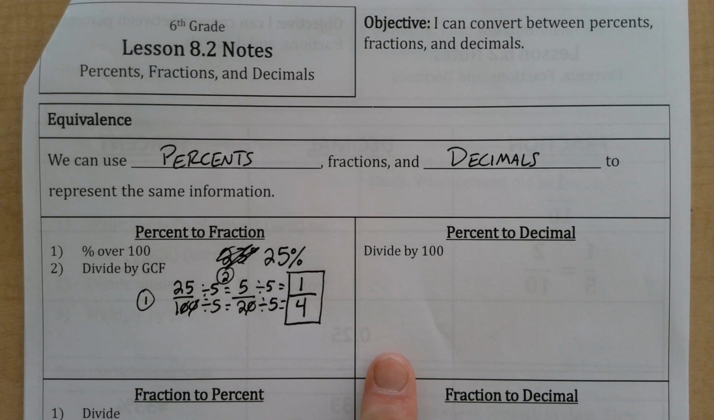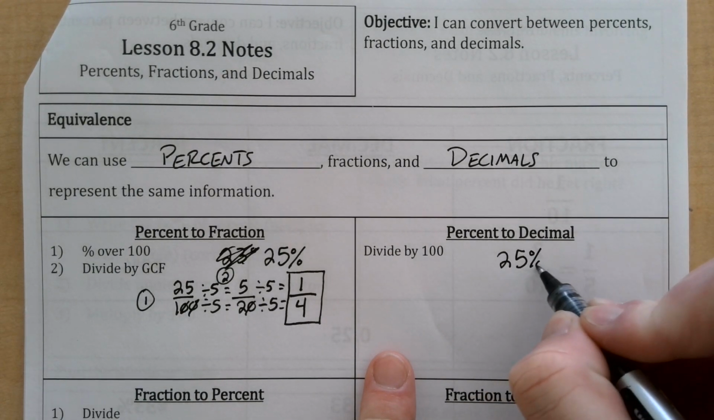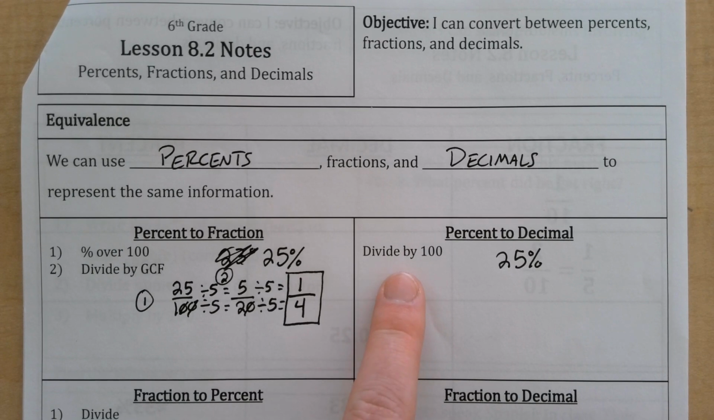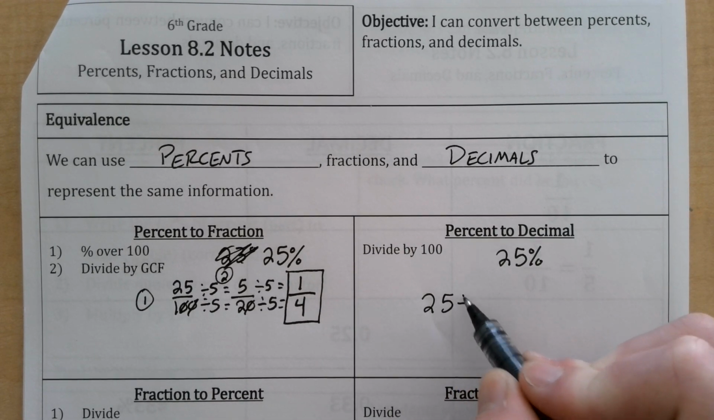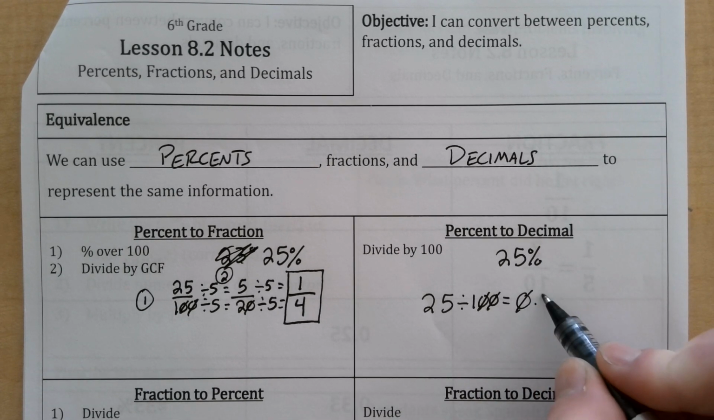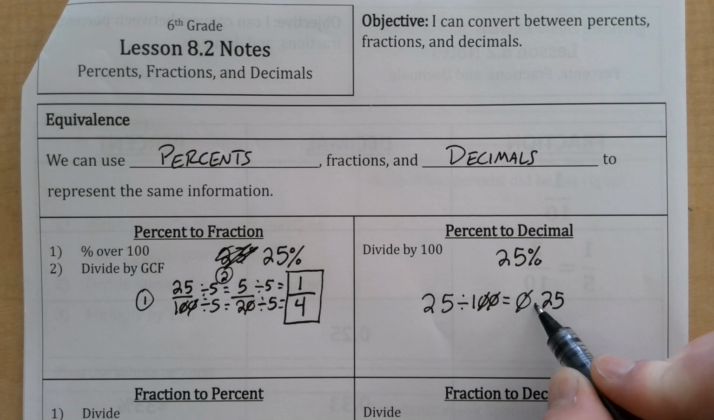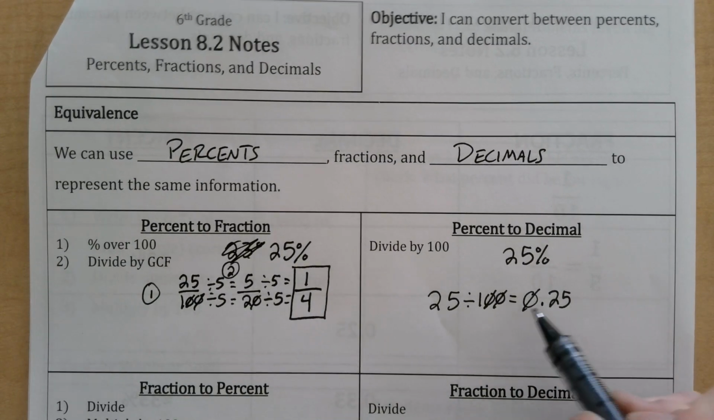Now what if I have a percent, 25% again, and I want to turn that into a decimal? It's super easy. All I have to do is divide by 100. 25 divided by 100. You can use a calculator. You're going to get 0.25. Notice how similar these numbers look. There's just a decimal place in that one.